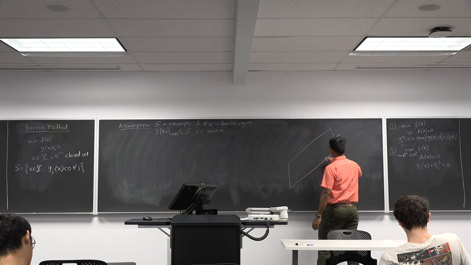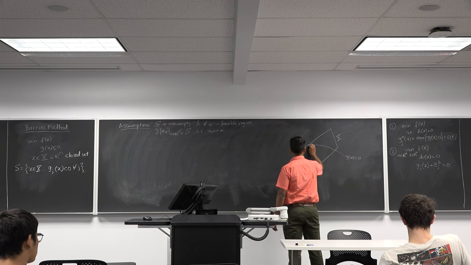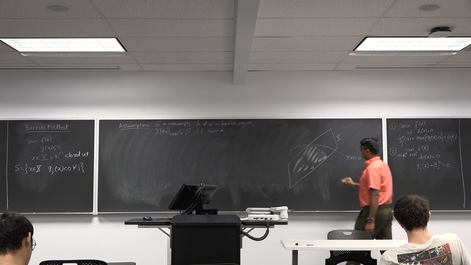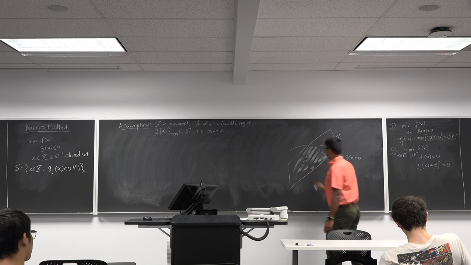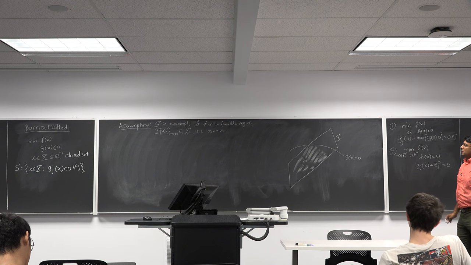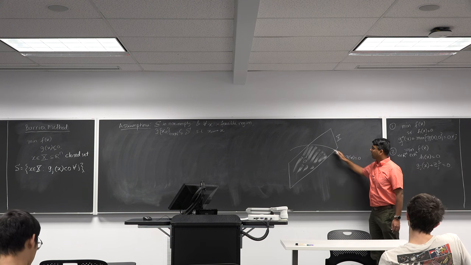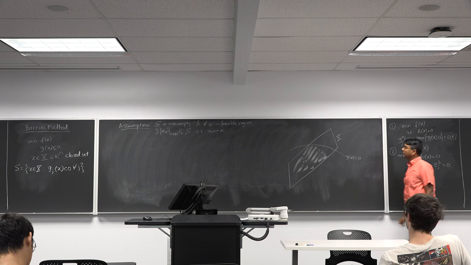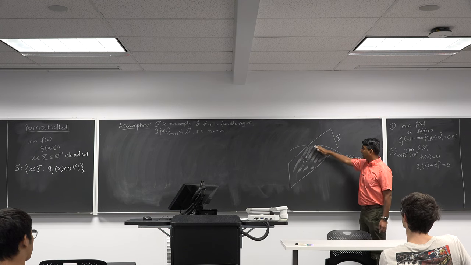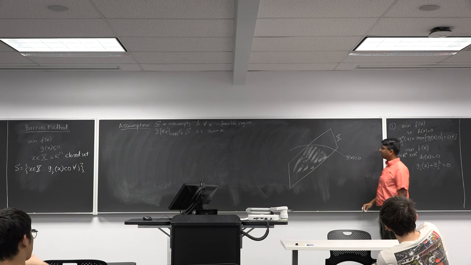This is my X. This is my g of x equals 0. This is my set S. Does S include g of x equal to 0? No, S doesn't include the boundary. It just includes everything away from the boundary. This assumption says that S is non-empty, so you have to have points away from the boundary. You can't have a situation where there's nothing where g of x is strictly less than 0.